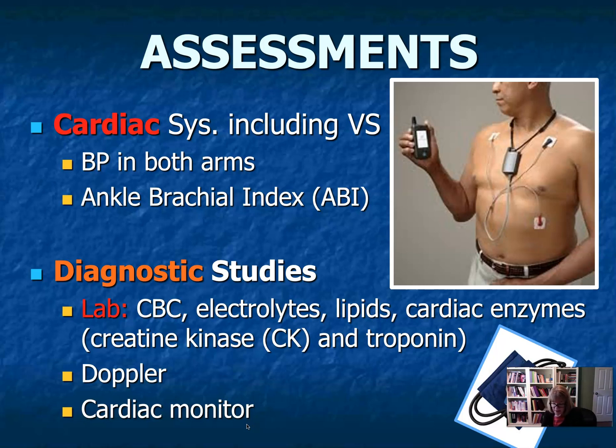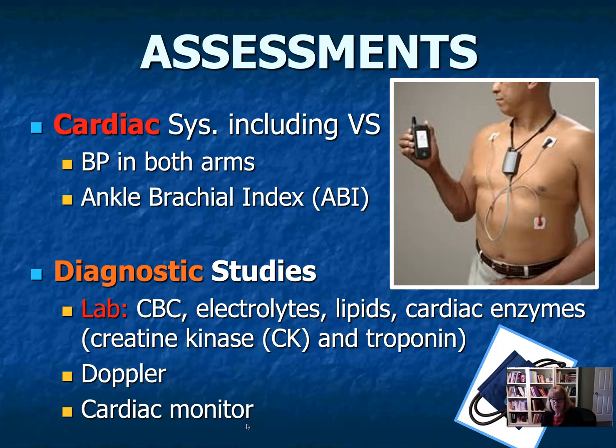CK rises 4 to 6 hours after an MI, and it peaks 18 to 24 hours post an MI. So normal is 0 to 6% for the heart, 5 to 35 micrograms per milliliter for a male. Troponin is 0.1 to 1 nanograms per milliliter, which is released within hours, about 3 hours, of a heart attack, and it's more sensitive than the CPK.